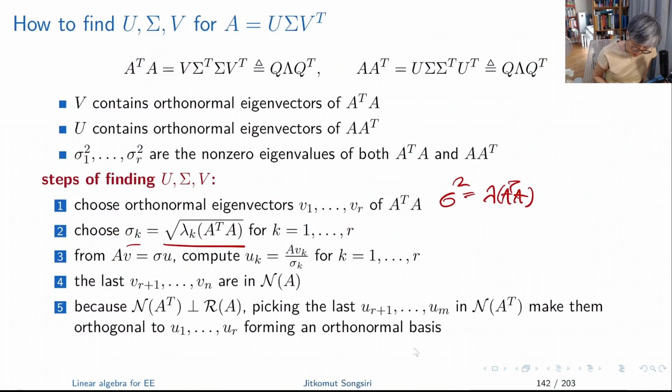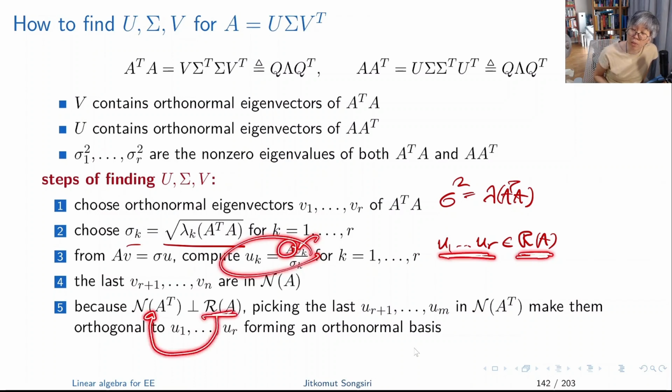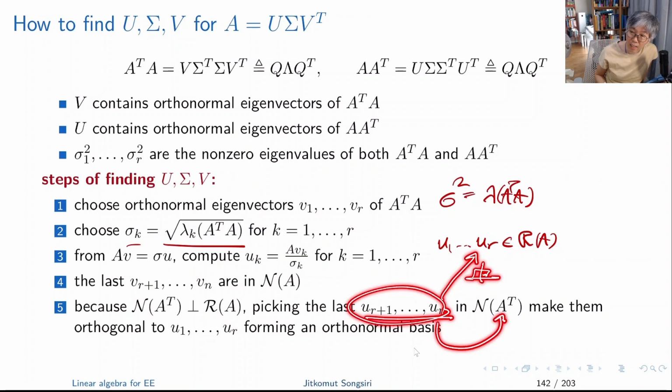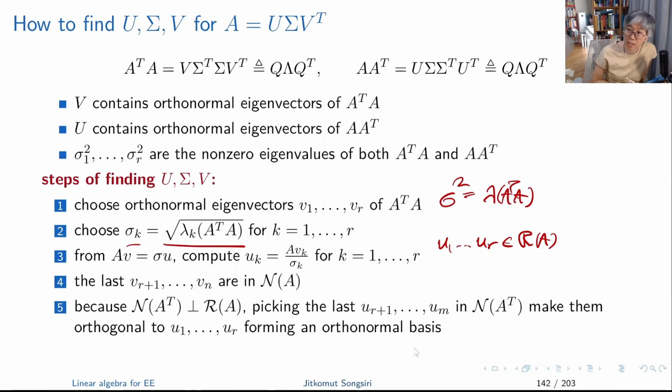Now what about the remaining U_k? Because the null space is orthogonal to the range of A, and U1 up to UR are in the range of A, as you constructed them as the images of V_k under the mapping A. The range space of A is orthogonal to the null space of A transpose. This is from the orthogonal complement lecture. If you haven't seen that, please review. So if we pick the remaining ones in the null space, they will be orthogonal to the previous R vectors. That's the method of computing all V_k and U_k.